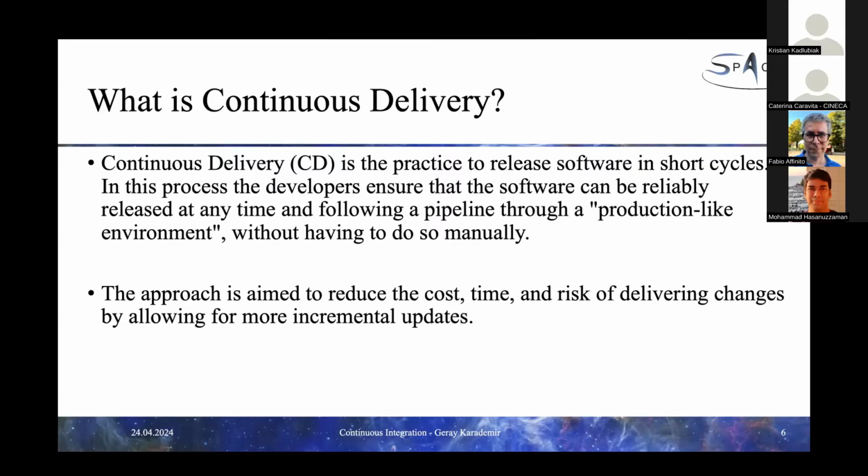In this kind of pipeline, you test the software, your code, on a system and an environment which you think the user would use, and you make sure that all the functionality is still there. So, a production-like environment, and you don't have to do a big testing manually at the end. This approach can reduce cost and time, and also the risk of delivering changes, because you allow for more incremental updates and not these large steps. But for this talk, we're going to focus on the continuous integration part and not so much on the delivery part.